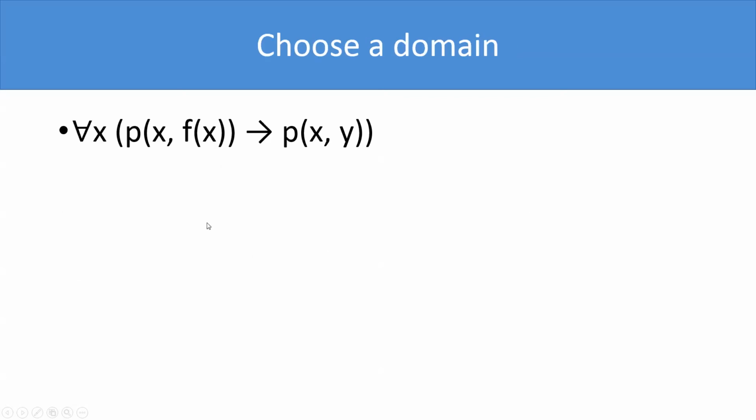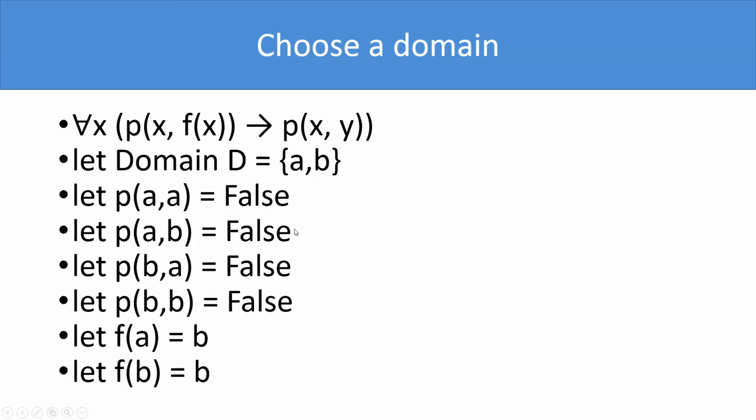For our next one, we again need to choose a domain. So again, I'm going to let domain D equal the set of A and B. And then I'm going to let all of the possible combinations for P be false. And then I'm going to let f of A equal B and f of B equal B as well.